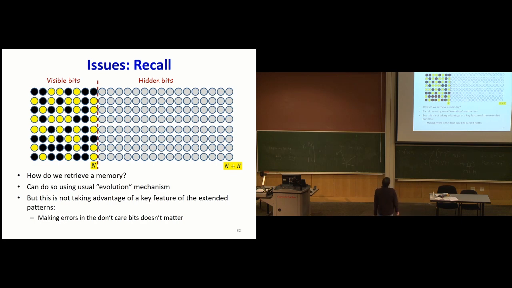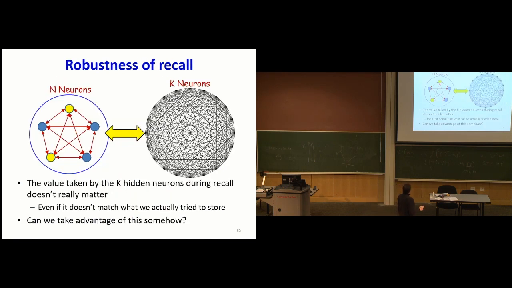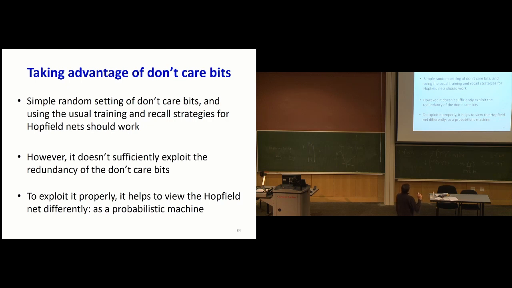So easy enough. But this is not taking advantage of a key feature of the extended patterns. And what is this? That if I make errors in recalling the k bits, I don't care. I only want to make sure that I'm correct in the first n bits. So the moment I begin filling in rubbish to expand the memories, it not only increases the capacity of the network, it also gives me this beautiful extra bonus that if I make errors in the other rubbish, I really don't care, right? And so how do I actually take advantage of this? To do this, we're going to have to change our perspective of the Hopfield network a little bit.